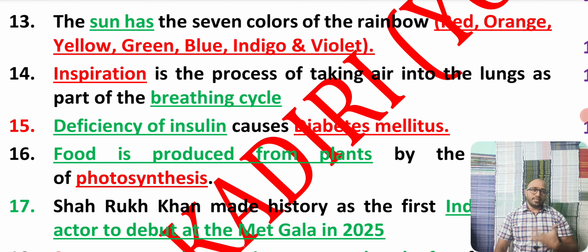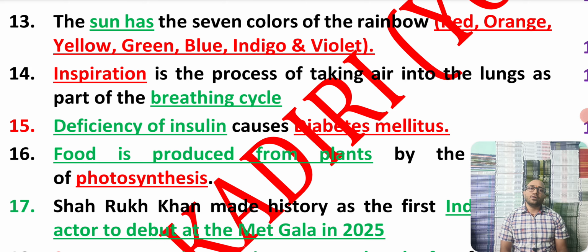We know about the breathing process. Inspiration is the process of taking air into the lungs as part of the breathing cycle. Whenever you breathe, we inhale, we exhale. This process is called inspiration.